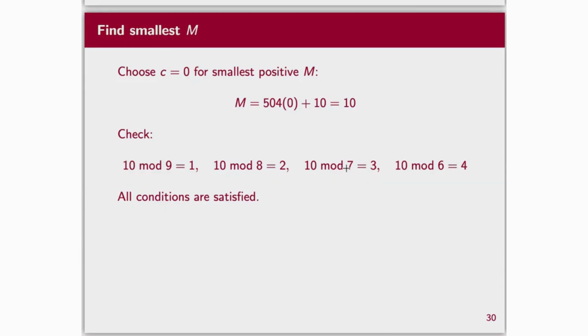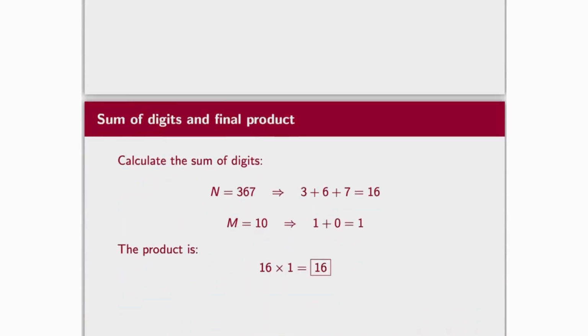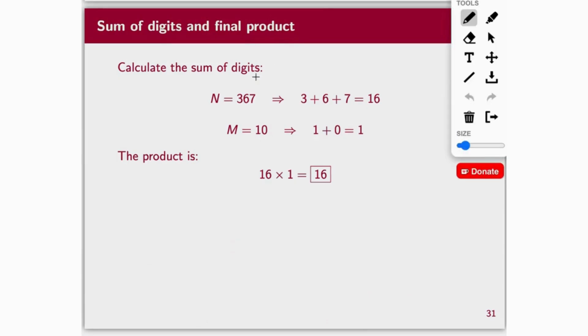Great. So what does that mean? For our final answer, we have to sum the digits and find the final product. We found out N is 367 and M is 10. So 3 plus 6 plus 7 is 16. That is the sum of the digits. And then 1 plus 0 is just 1. Then we had to find the product of the sums of the digits. So 16 times 1 is 16.